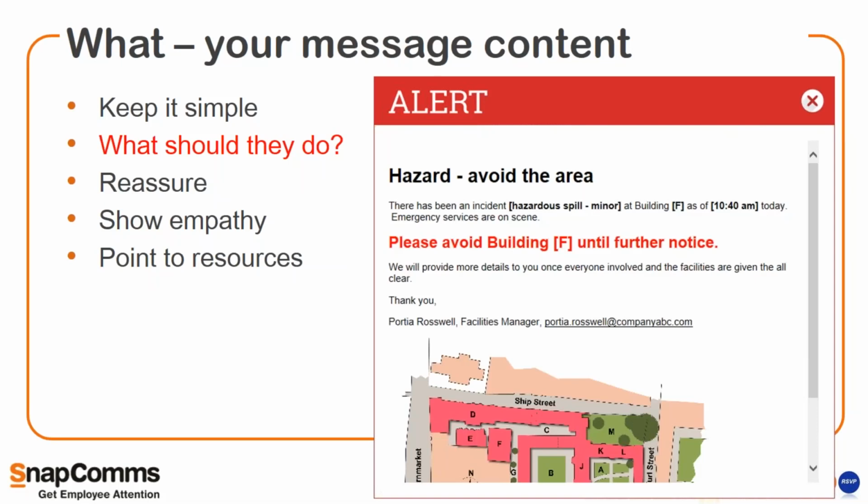You want to keep your message as simple as possible. You want to make it easy to absorb. And don't forget, tell them what's happening, but also tell them what you need them to do, whether it's lock your office door, whether it's talk to your manager if you're talking about an announcement. Or in this case, here's an example where there's a physical hazard. We really want you to avoid a certain area. This actually is an example that's based on a manufacturing customer of ours who does use SnapComms in this way.